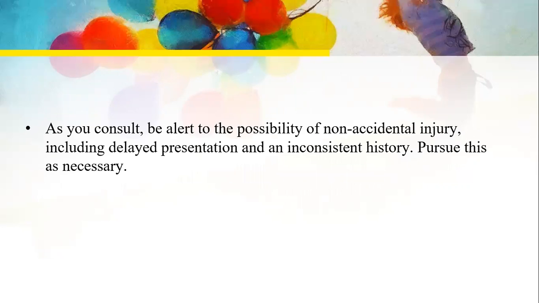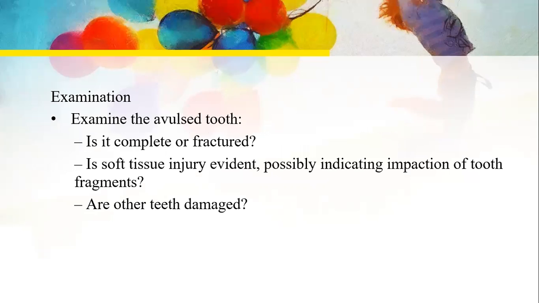As you consult, be alert to the possibility of non-accidental injuries, including delayed presentation and inconsistent history. Pursue this as necessary, because delayed presentation and inconsistent history will indicate child abuse or child neglect. Physical abuse might be one of the reasons for delayed presentation. Child abuse is one of the non-accidental injuries we talk about.